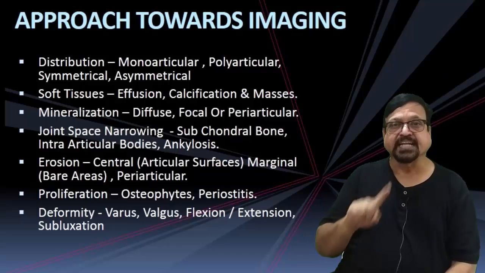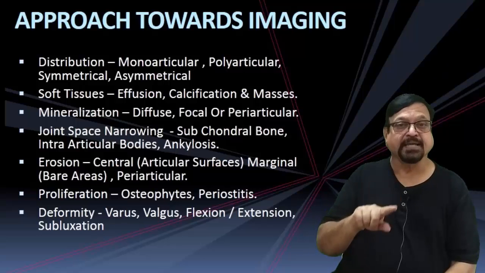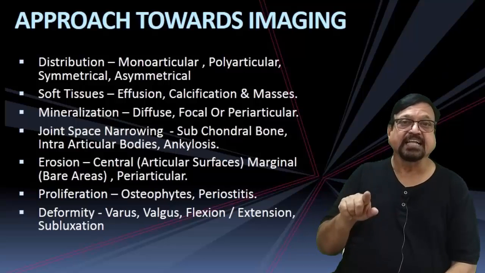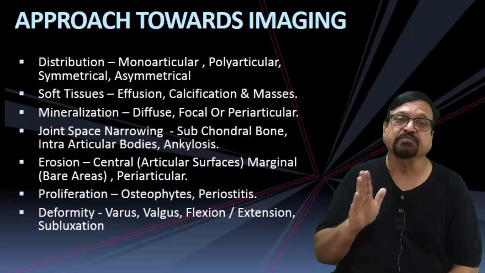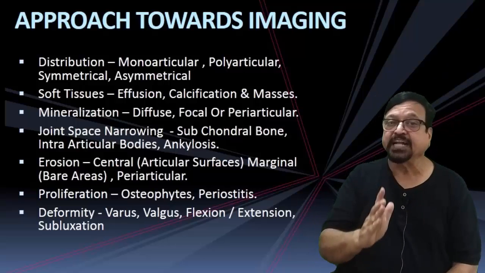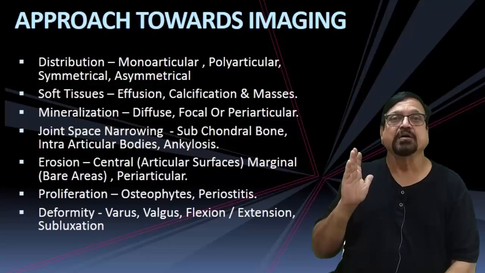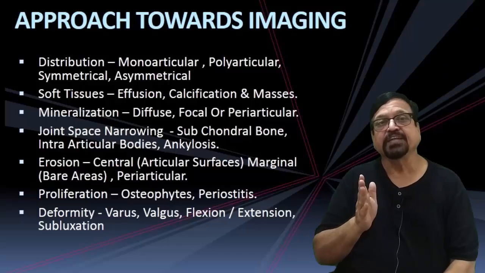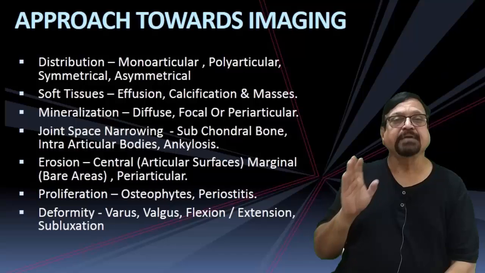So erosion: central, that is the articular surface, the weight bearing surface; then marginal, that's the bare areas; and periarticular. So where the erosion is coming will give you a phenomenal idea about the etiology of arthritis. Now, proliferation. Proliferation is the outgrowths, that is osteophyte and periostitis.